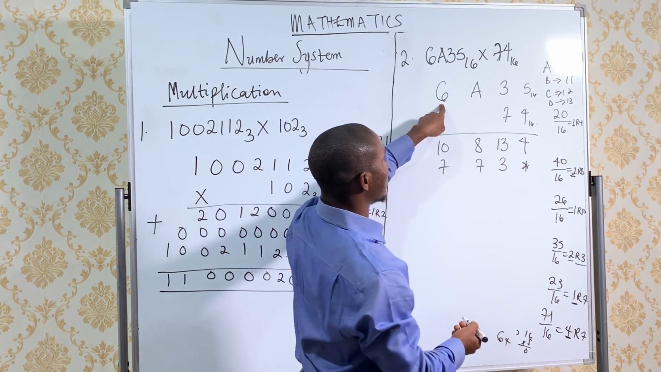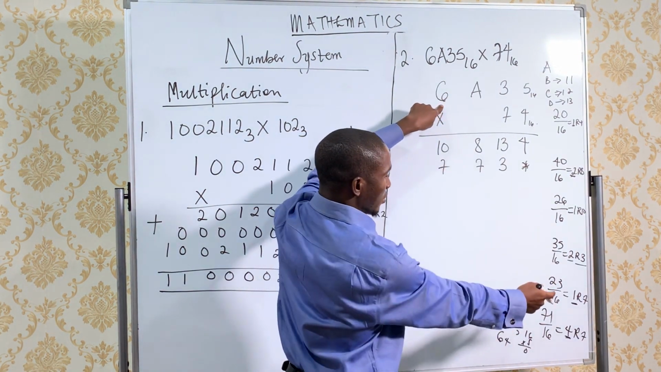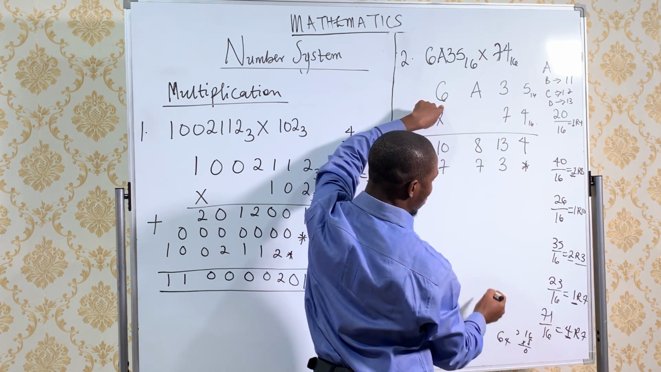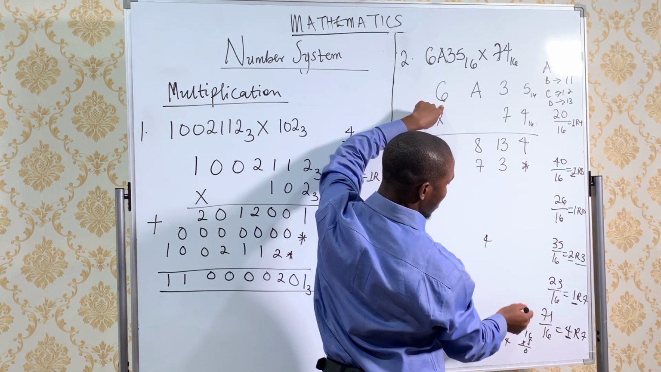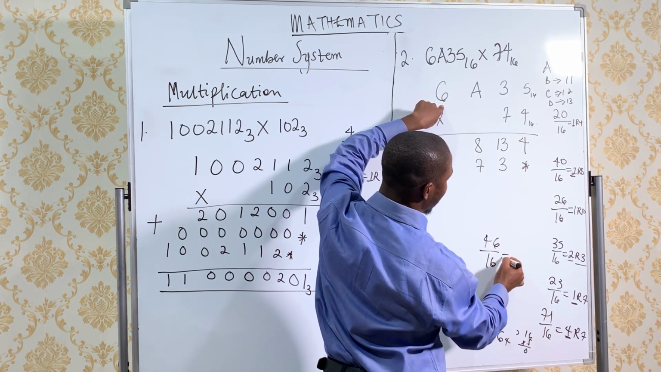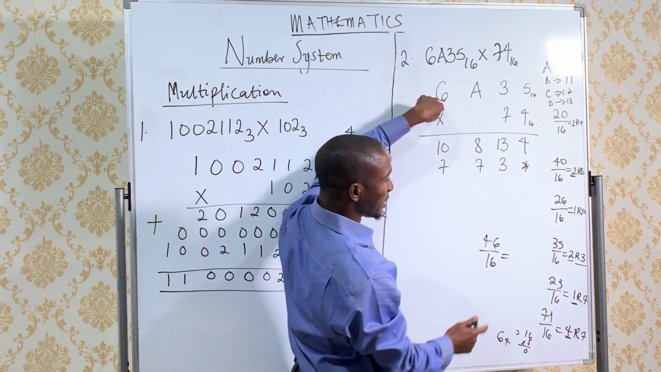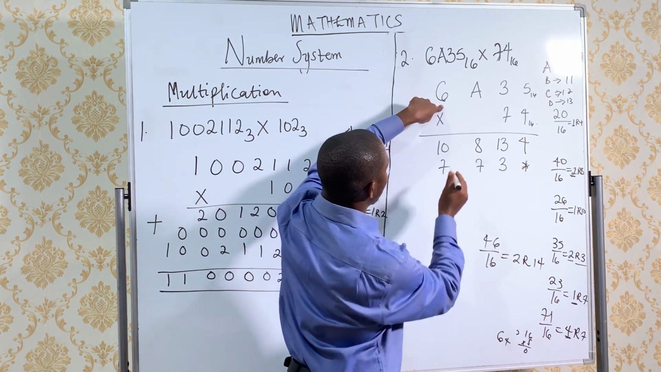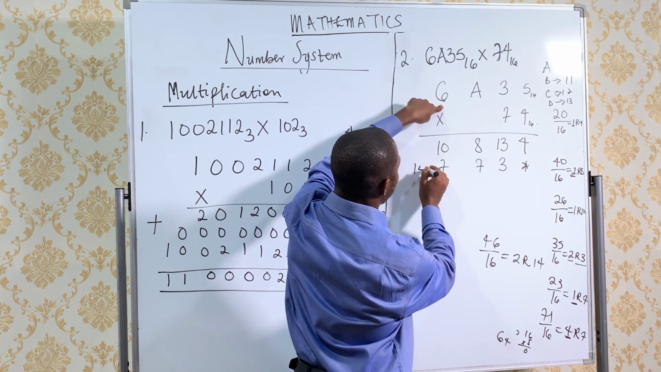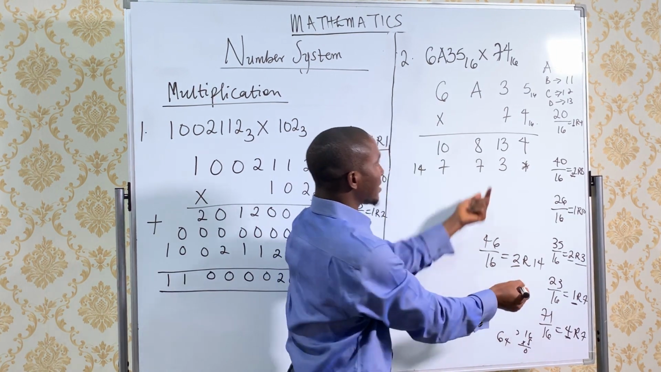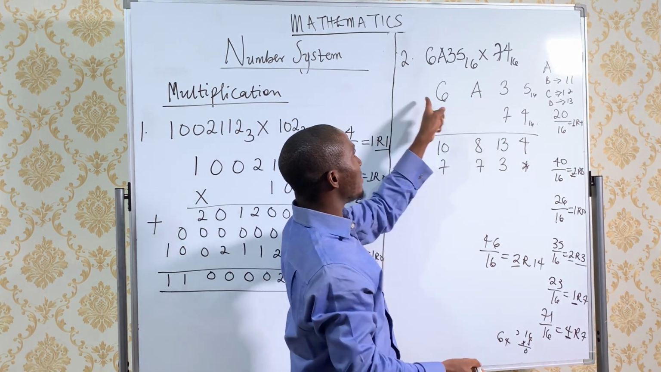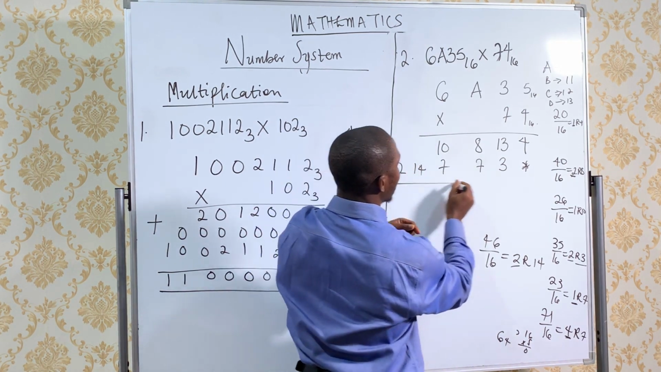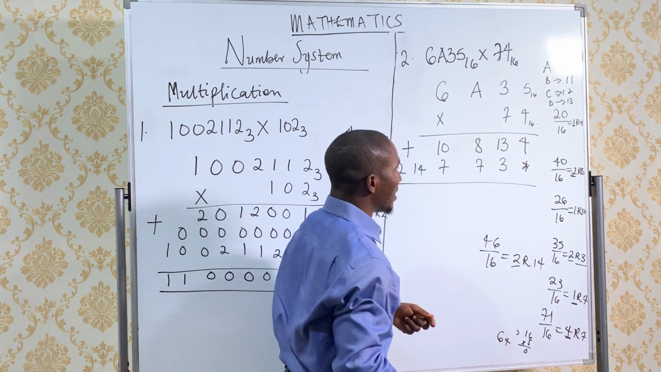Now, 7 times 6. 7 times 6 is 42. With this 4, instead of having 42, we are going to have 46. 46 in base 16. How many 16 can we see in 46? That is 2, remainder 14. So you bring down the 14, and we transfer the 2 to the next number. Since we don't have anything left, we drop the remainder, which is 2. Now the next thing is to add the two numbers together.